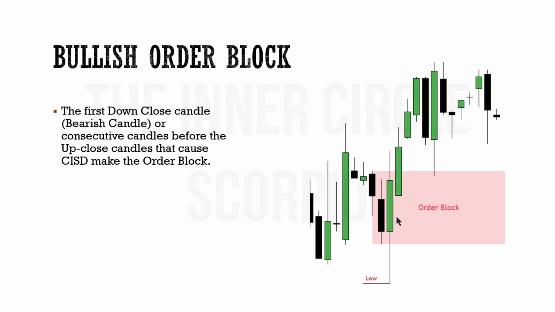And after that, we make a bullish order block. So this candle made a change in state of delivery over here, right? So the first down close candle, bearish candles or consecutive candles, these two consecutive candles, before the up close candles that cause the change in state of delivery. So the first black candle or consecutive candles, if they are together, see, I didn't add this candle over here because there was an up close candle over here. So this would be the candle, or these two candles would be the order block.